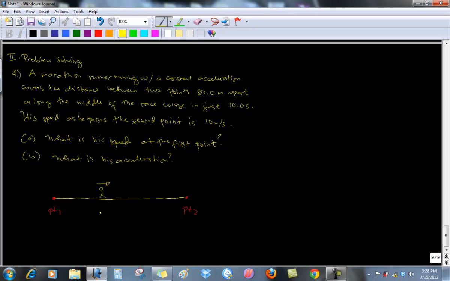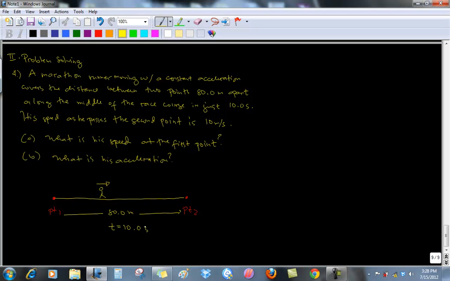This distance is 80 meters. Okay? 80.0 meters apart. And it's also given that he ran it in just 10 seconds. So the time he ran is 10 seconds. Okay? 10.0. That's important, just to give us an idea of the timer.